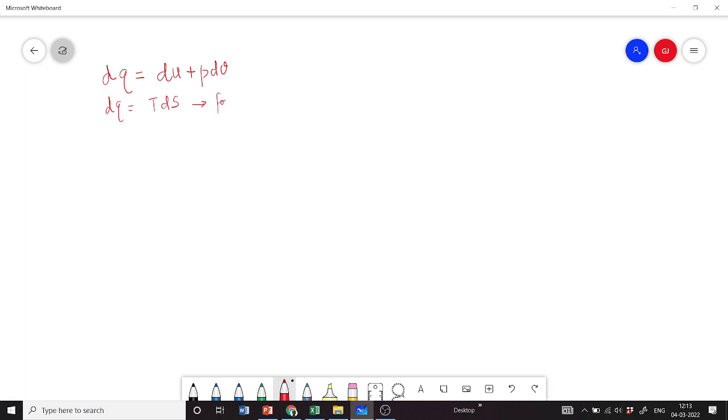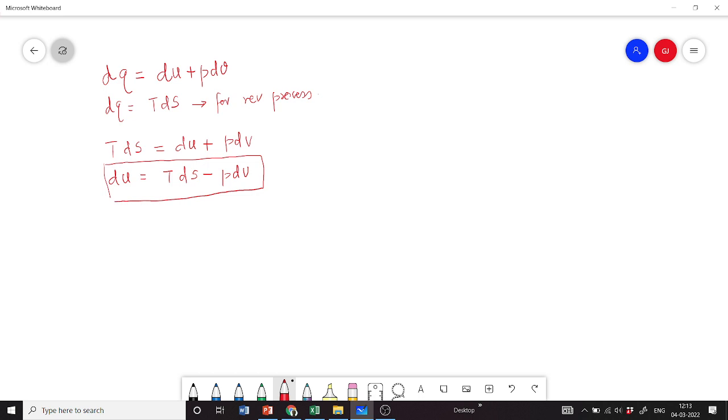For a reversible process, we can write TdS is equal to du plus PdV, or du is equal to TdS minus PdV. Let's call this first equation. From this we can make the first Maxwell's relation. So let's call this equation 1.